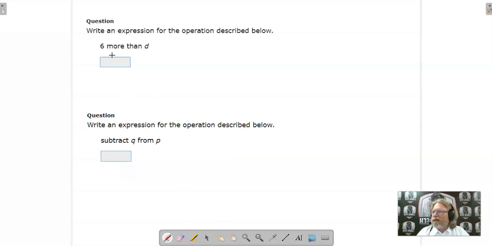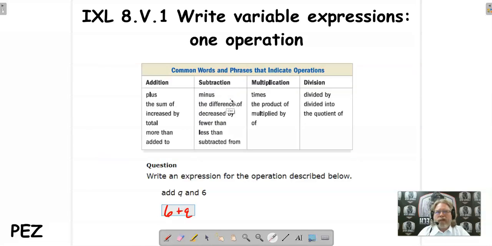Last 2 problems here, 6 more than d. So I'll start with d, and I'm going to add 6 to it. That would be 6 more than d, so d plus 6. And here I have subtract q from p. Again, the subtraction ones, you have to be careful. What are you starting with, and what are you taking away? So subtract q from p. It looks like I'm starting with p, and I'm going to take away q. So p minus q. So those are all my examples for IXL 8.V.1, titled Write Variable Expressions Using One Operation.